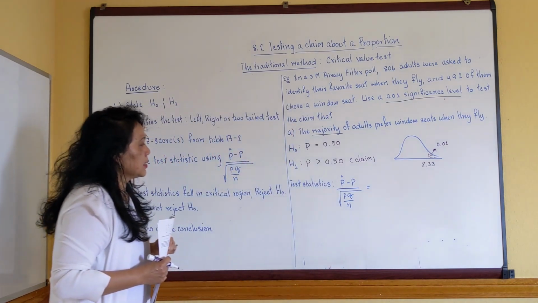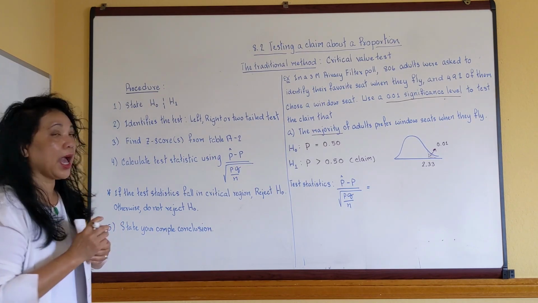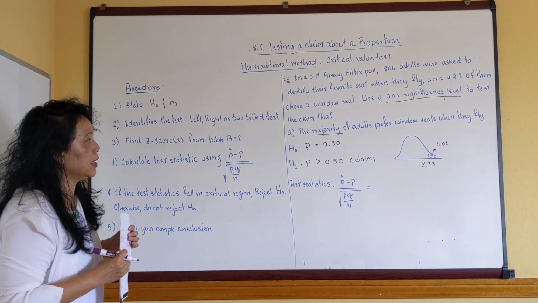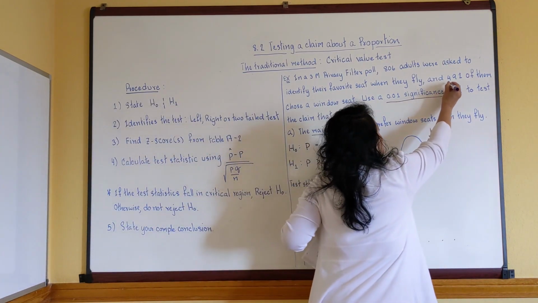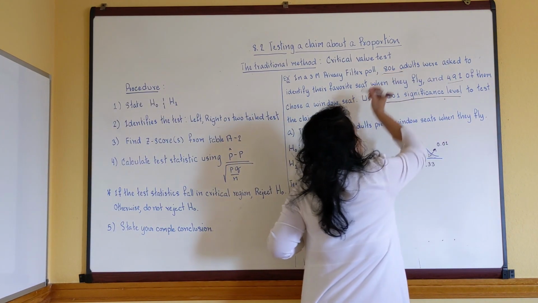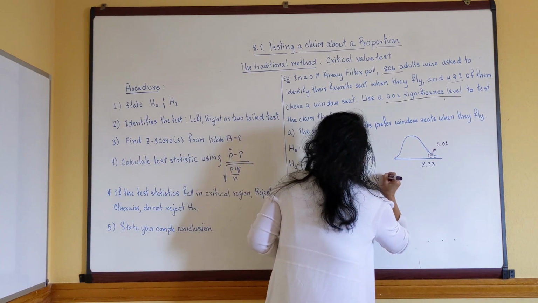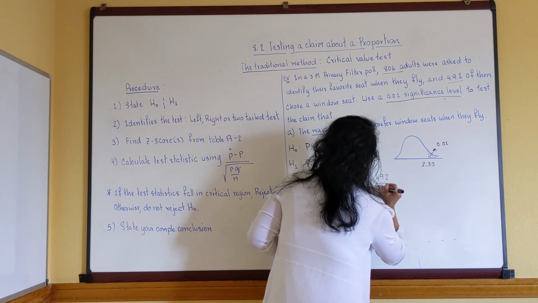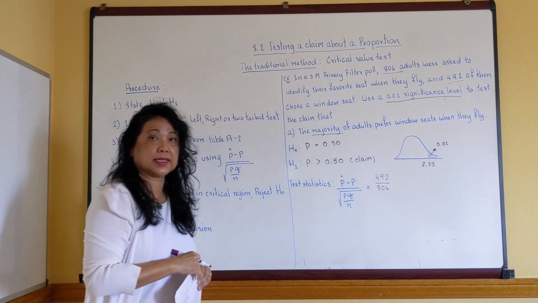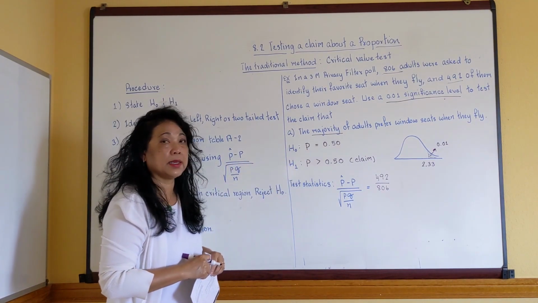Next step, we're going to calculate the test statistic. Again, p hat is x over n, where n is the sample size. So x is this number right here, and this is your n. So it's 492 over 806. That's your p hat, x over n. Your p is right here, 0.5.